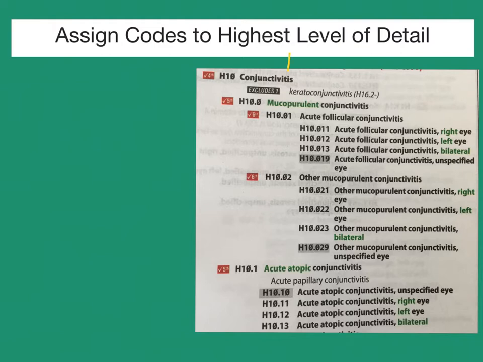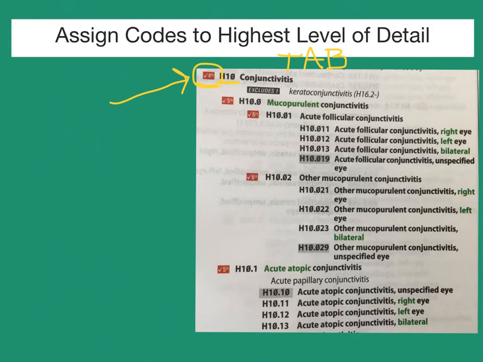So let's pretend we're here in the tabular list for this example. Let's pretend you started in the alphabetic index for the condition or disease of conjunctivitis, and somehow you ended up in the tabular list at code H10, 3 characters. Well, right off the bat, we know that this is not a valid code. The checkmark 4th is telling us you need a 4th character. So H10 is not valid unless it has an additional 4th character added.